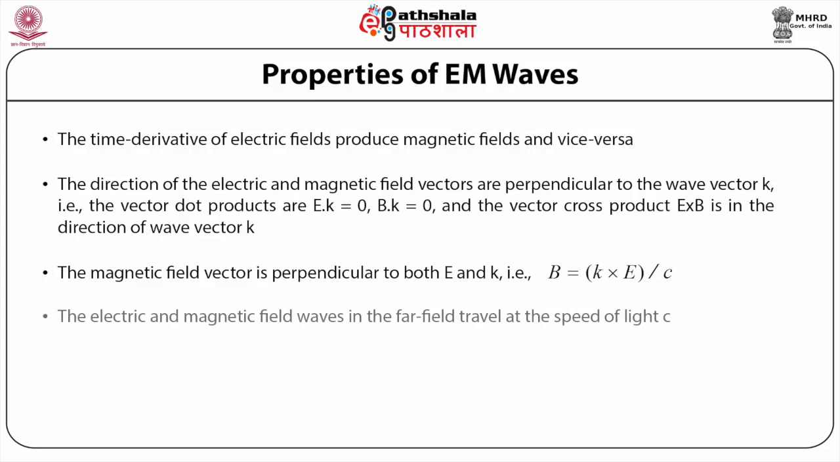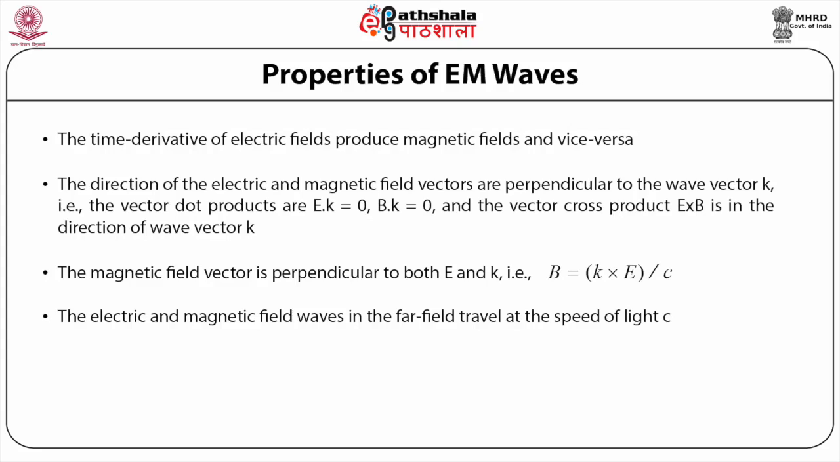Fourth point is the electric and magnetic field waves in the far field, meaning sufficiently far from the source. So the electric and magnetic field waves in the far field travel at the speed of light, which is denoted by c, and in free space we already have pointed that out, that it is 3 into 10 to the power 8 meters per second.